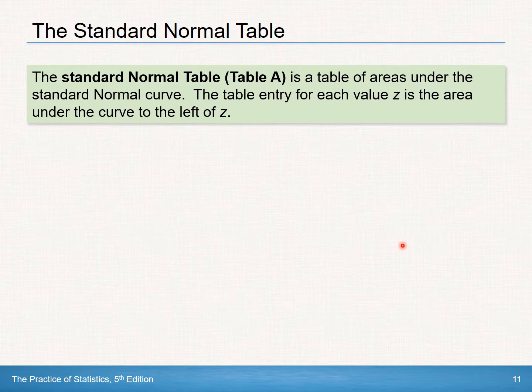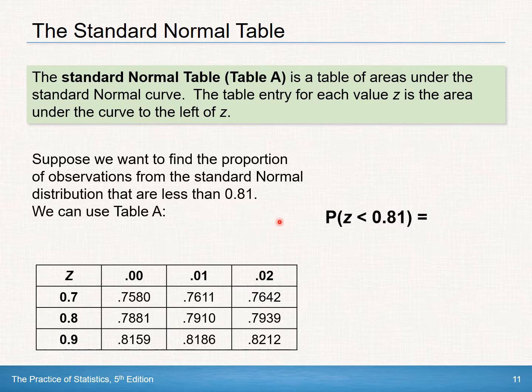In the back of your book, there is a set of tables. We're going to be starting with Table A. So get your textbook out and find Table A in the rear of the book. Table A is a table of areas under the standard normal curve. The table entry for each value z is the area under the curve to the left of z. So, suppose we want to find the proportion of observations from the standard normal distribution that are less than 0.81. So this translates to P, the proportion or the percent, where Z is less than 0.81.